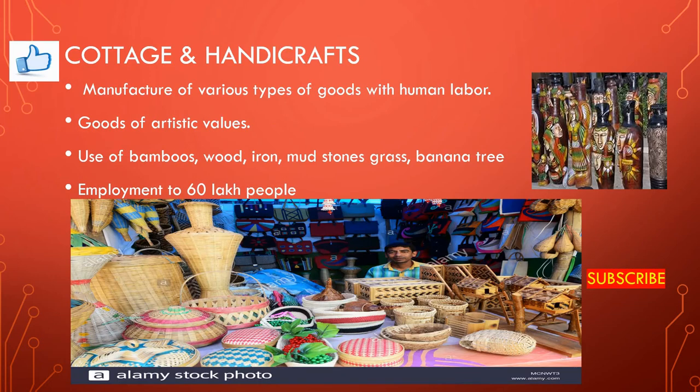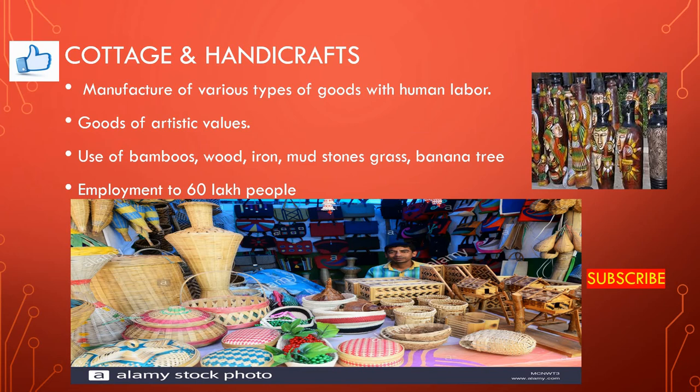Then the cottage and handicrafts. These are the industries which manufacture various types of goods with the help of human labor. These manufacture goods of artistic value. You can see in this picture how the art has been made on the pots. They use bamboo, wood, iron, steel, mud, stones, grass, banana tree waste, etc.